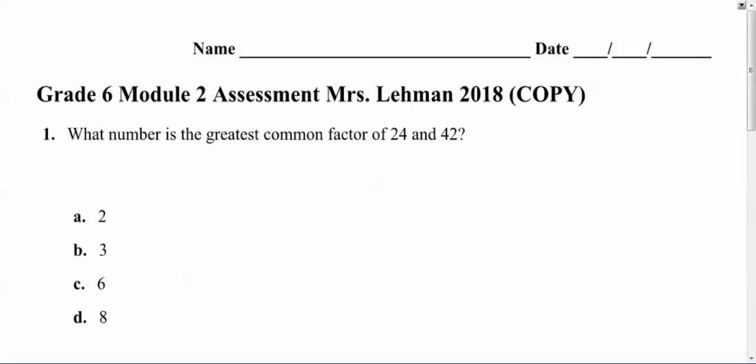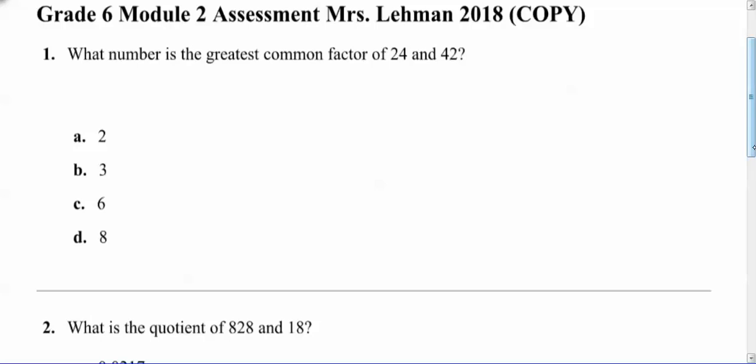So first one is, what is the greatest common factor of 24 and 42? You had two options here. You could either do a factor tree and then find the common prime factors and multiply those together, or you could have done a T-chart with the factors. So I can show you the factor tree real quick.